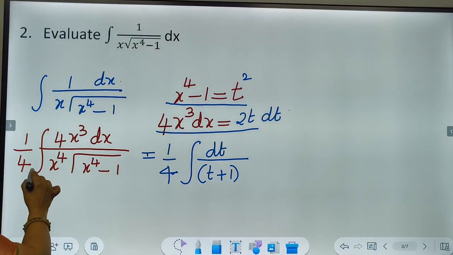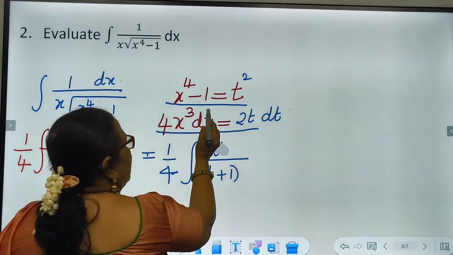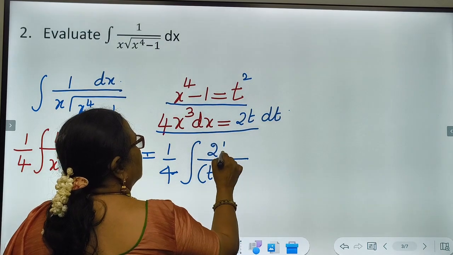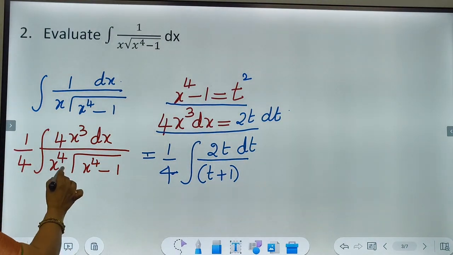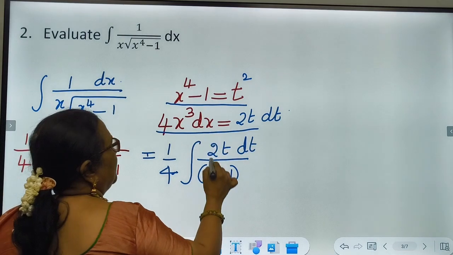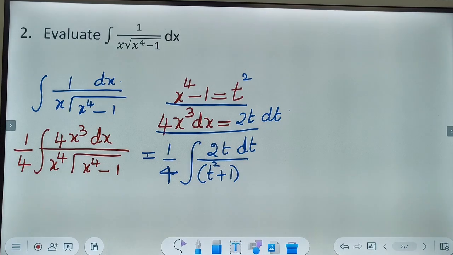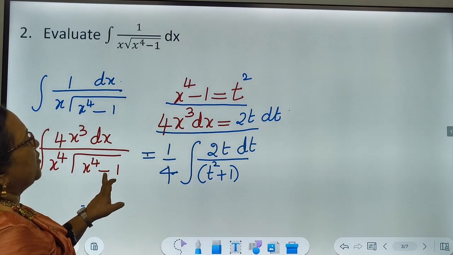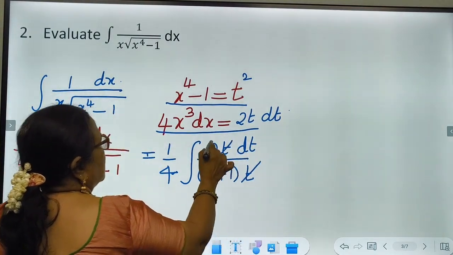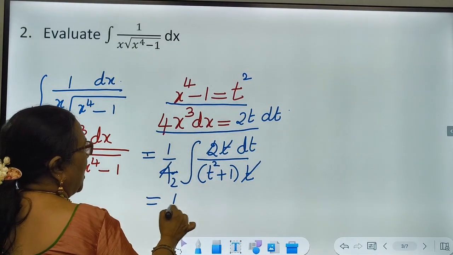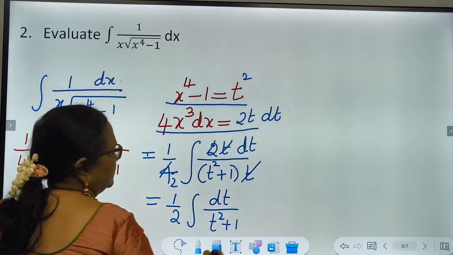Now I multiplied and divided by 4. So 4x cube dx is 2t dt, divided by x power 4, which is t square plus 1. Now t square plus 1 into, what do you have as root of x power 4 minus 1? Root of t square, which is t. So t and t get cancelled, 2 gets cancelled. So half into integral of dt by t square plus 1.